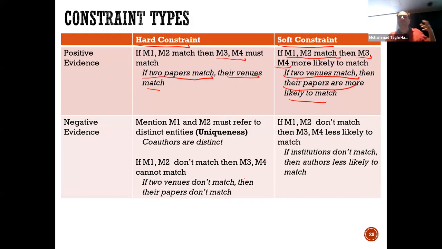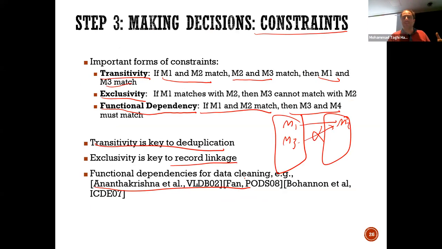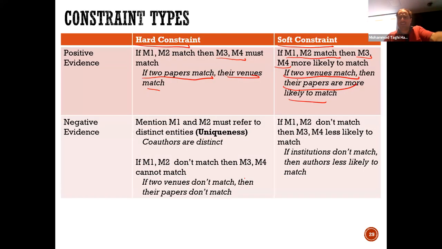So this is essentially the thing that we are talking about. We say that this problem has similarity to classification problems or, in general, to a clustering problem, but there are other constraints. These constraints can be transitivity and exclusivity or functional dependency that generally do not exist in typical machine learning algorithms. It can be positive or negative. We say that if this happens, this should not be a match, or if this happens, this should be a match. It can be hard constraints or soft constraints. It means that if these two papers match, their venues should match. But vice versa is a soft constraint. If these two venues match, then the papers are more likely to match. It does not say that they definitely should match.